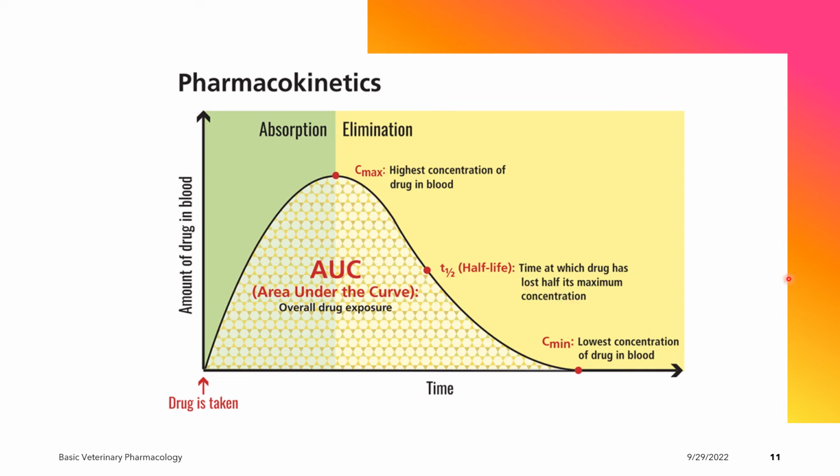So the area under the curve represents the overall drug exposure of the patient to the drug, and that is abbreviated as AUC. It is a measure of how much drug reaches the patient's bloodstream in a given period of time. So the information is useful for determining the dosing and for identifying potential drug interactions.